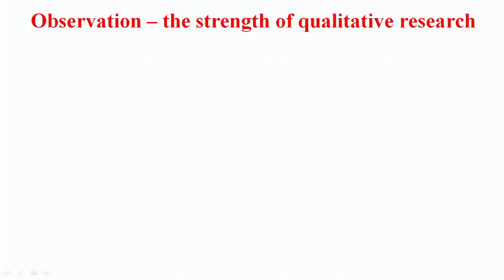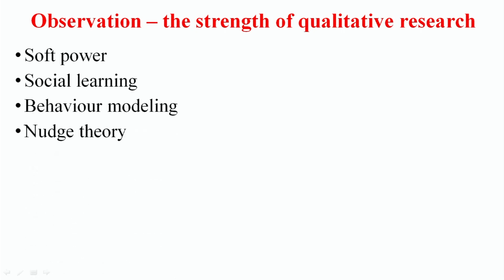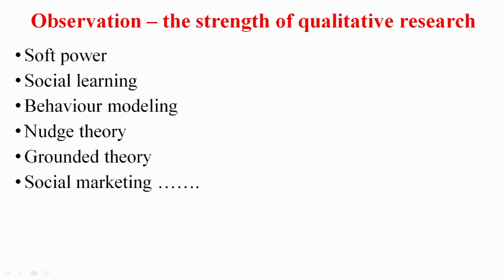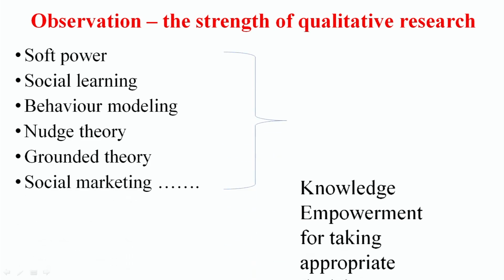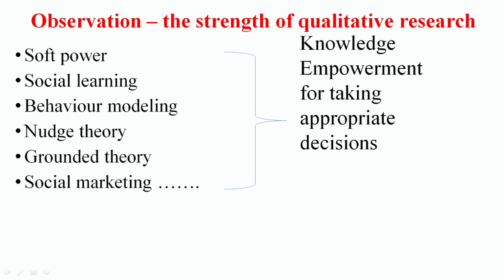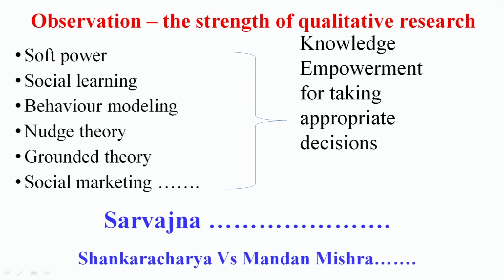So, observation is the strength of qualitative research. If we look into these concepts, maybe it is soft power, social learning, behavioral modeling, nudge theory, grounded theory, social marketing, all these are focusing on knowledge empowerment for taking appropriate decisions, but they are based on observations only. So, I would like to put two short stories before you.